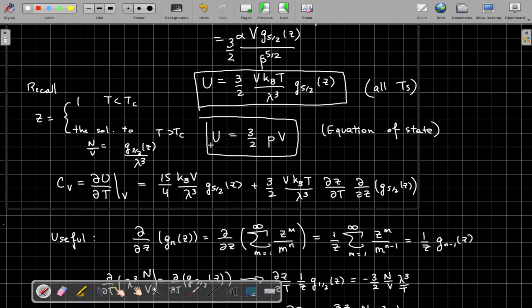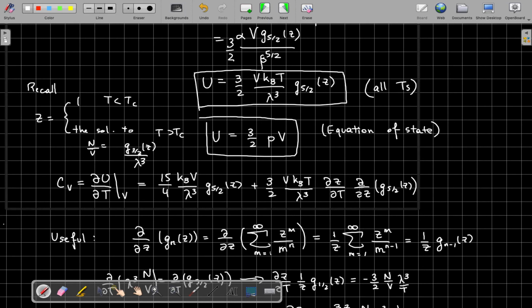And if you calculate the derivative, well, T over lambda cubed is equal to T to the minus T to the 5 halves. And so you're going to get a 5 halves T to the 3 halves. And it's just going to give you 15/4 kBV over lambda cubed times G 5 halves of Z. But then we're going to get another contribution, which is going to be due to the implicit dependence on temperature in here. Z depends on T, and so using the chain rule, we're going to get 3 halves, blah, blah, blah, dz dt times d dz of G of 5 halves Z.